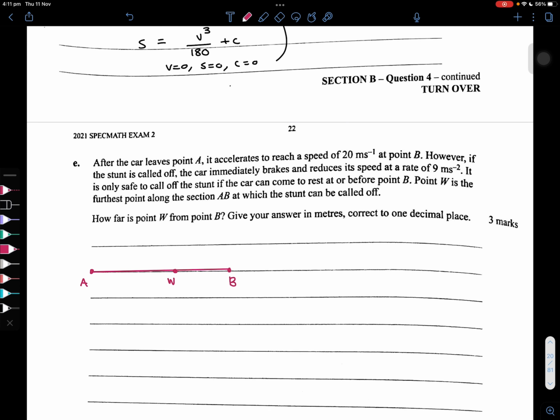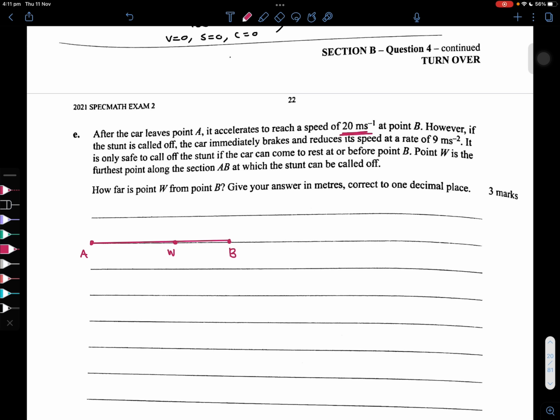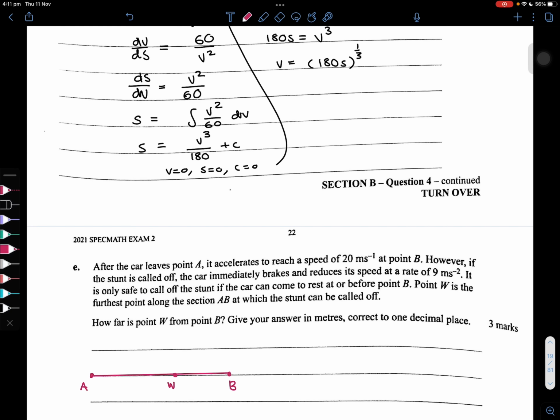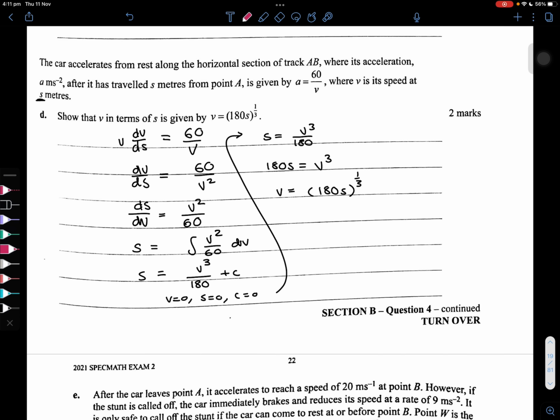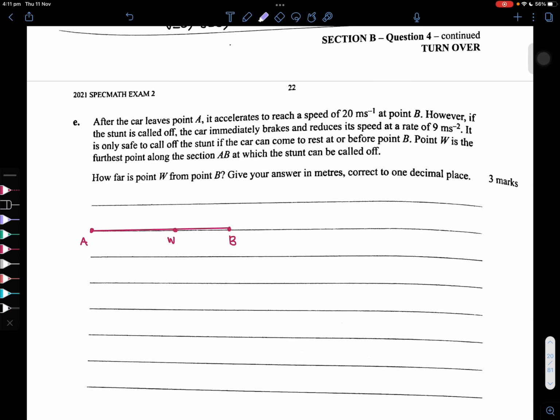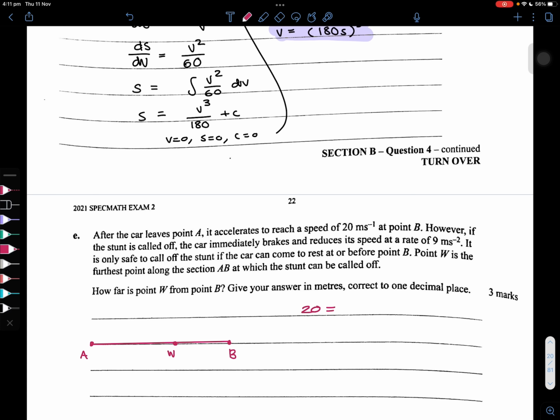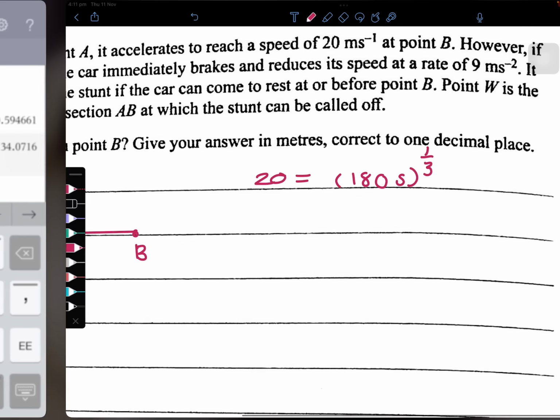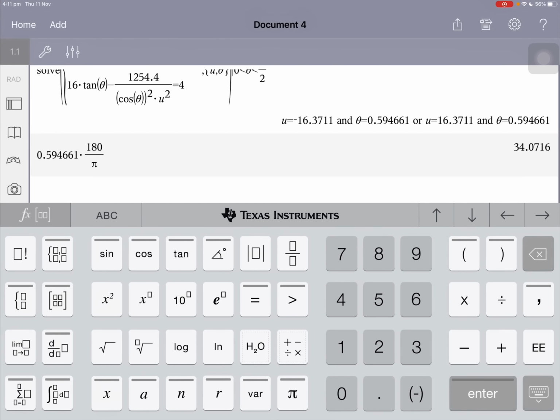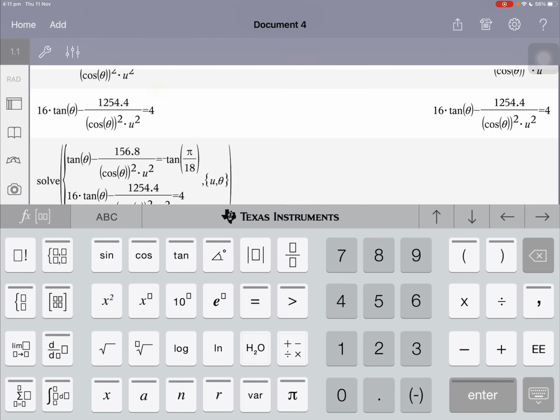Okay. Let's find the length of this whole track. So it tells you that he reaches a speed of 20 meters per second at point B. So let's use this piece of information here. If we know that the velocity is 20, we can work out what s is, right? So let's just go to our calculator, just so I don't make a mistake.